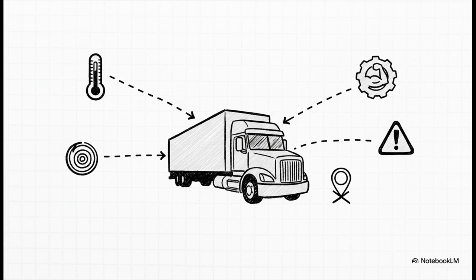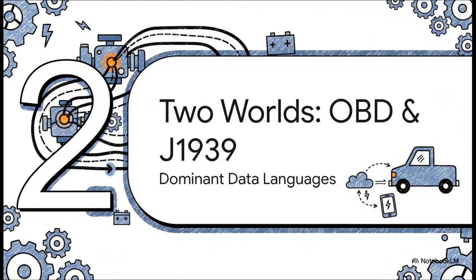Questions like, how hard is the engine really working? What's the coolant temperature right now? Are there any hidden fault codes that are about to become a big problem? The vehicle knows all of this, and it's communicating it constantly. But here's the thing, not all vehicles speak the same language. It turns out there are two dominant standards out there, and understanding the difference between them is absolutely key.